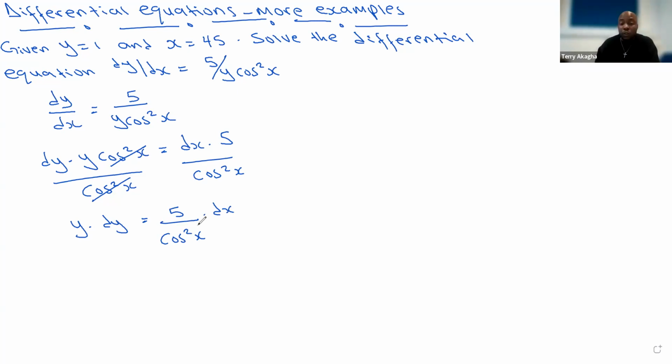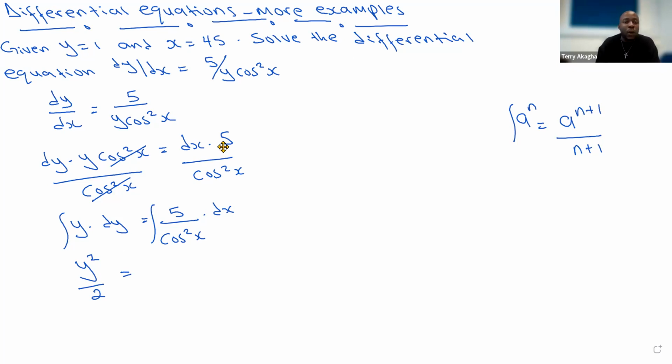Now the next step is to integrate. So I'm going to integrate each of them. Following the same rule, like I told you, when you're integrating a raised to the power n, it's going to be a raised to the power n plus 1, divided by the new power. So this is going to be y raised to the power 2 divided by 2. Like I said, when you integrate, the dy goes away.